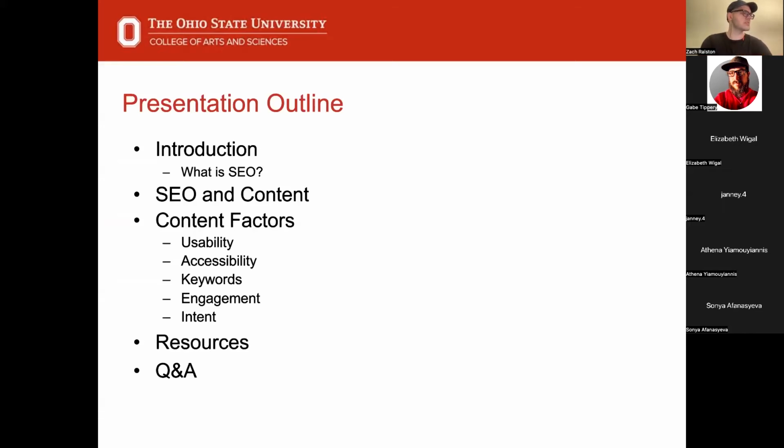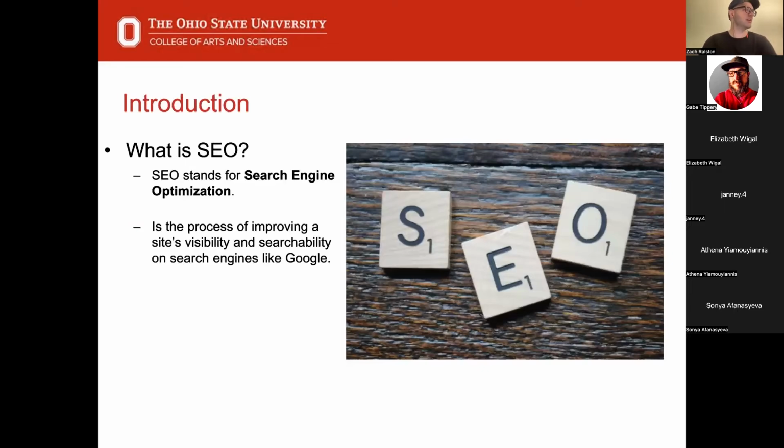And we're going to cover some factors of your content which you can control to improve how your website appears in search engines like Google. We're going to cover some resources, and we're going to make a little bit of time for the Q&A. So what's SEO? This is just for people who are perhaps not really familiar with the subject, just so we're all on the same page.